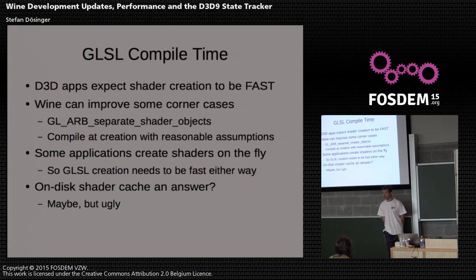We can use the old assembler style ARB program shaders. They do not suffer that much from the compile time problem, but it's a solution we don't really like, and it only gives us newer features on NVIDIA cards, so we prefer to use GLSL.